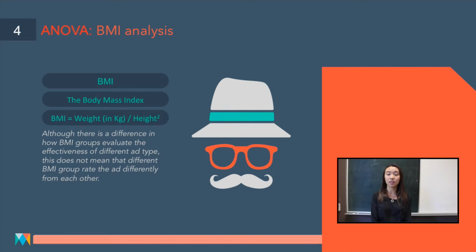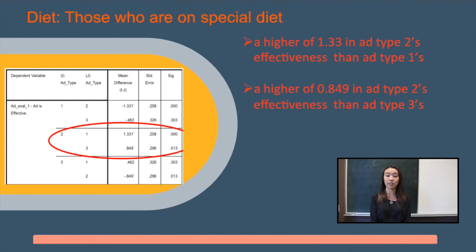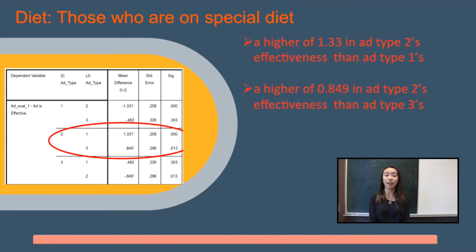Although there is a difference in how BMI groups evaluate the effectiveness of different ad types, this does not mean that different BMI groups rate the ad differently from each other. Now we're going to look at the segment of those who have a special diet to improve health and those who don't.